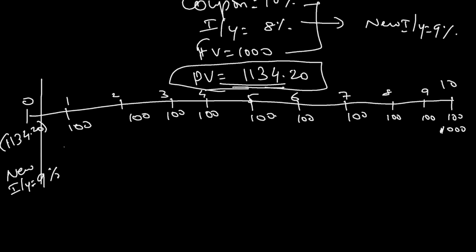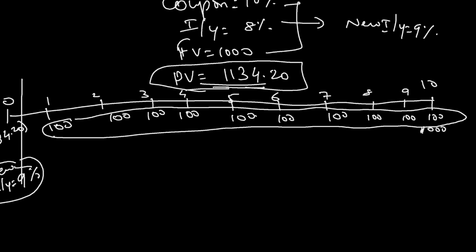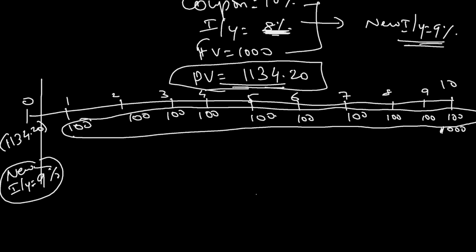Logically you can also think and find it out. All these 100 you are going to reinvest at 9 percentage, because that is the prevailing interest rate in the market. Initially you were supposed to reinvest only at 8 percentage, but because the new IY is 9 percentage, your overall return will be more than 8 percentage. So logically you can think this, and also let's derive this mathematically.